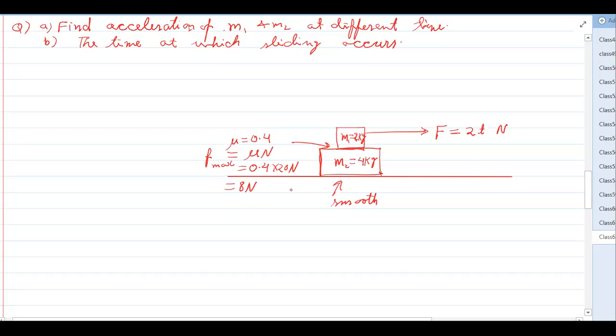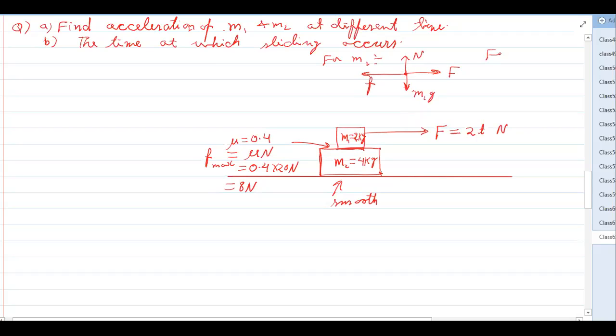If 8 Newton is the maximum friction force, then what maximum acceleration can the lower object have? See, for the upper object, what are the forces acting? If you draw the free body diagram for the two objects, for M1 there is a forward direction force F and a backward direction friction force. Normal and weight are always there, so vertical direction forces no need to consider.